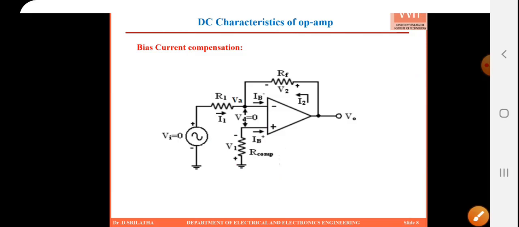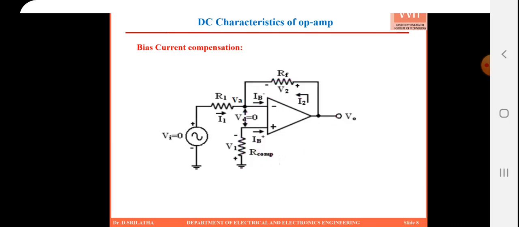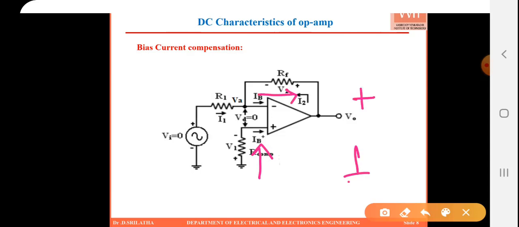So here let us apply KVL at this particular loop. This is the virtual short. Here it is V1 and this is my V0. Here it is ground. Now through this loop, I am going to apply KVL. How many branches are there? It is plus to minus, and it is minus to plus, and this is plus minus. Here it is my ground, it is minus. Okay, now 4 voltages are there.